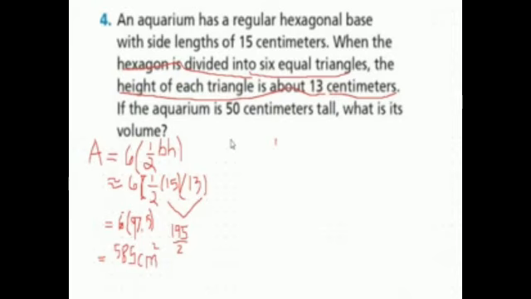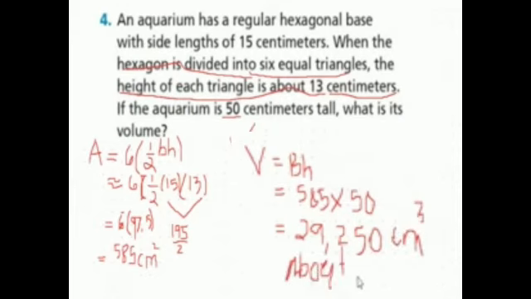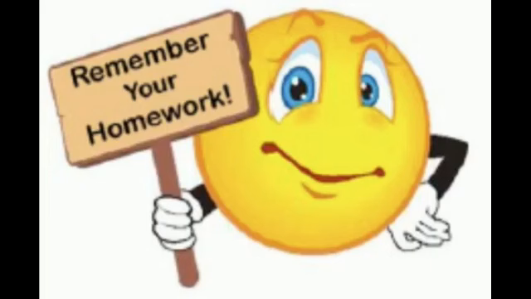Now we are ready to find the volume of the aquarium: area of the base times the height. The area of the base is 585, times the height, which is 50 centimeters. This is equal to 29,250 cubic centimeters. So the volume of an aquarium that has a regular hexagonal base is about 29,250 cubic centimeters. And we're done.